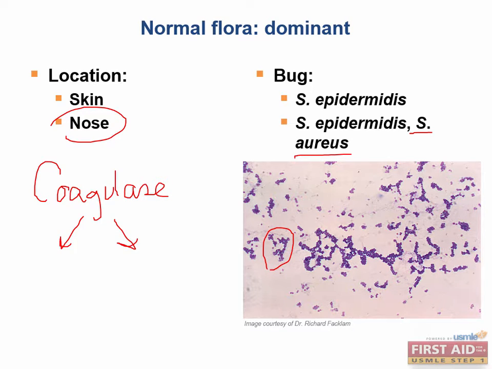Now, Staph aureus is coagulase positive, while Staph epidermidis is coagulase negative. Very good. So this image is actually of Staph epidermidis. And like I said earlier, these bugs colonize our nose and skin. This is not the same as being infected.